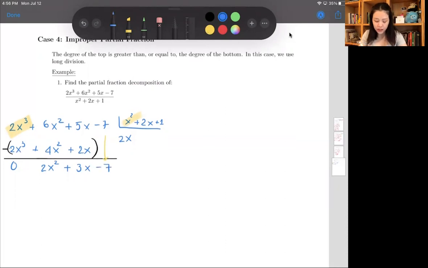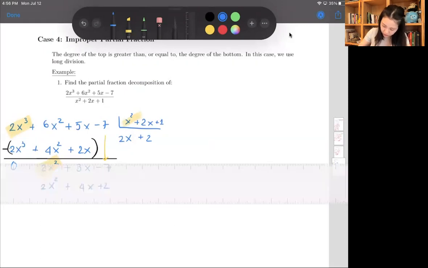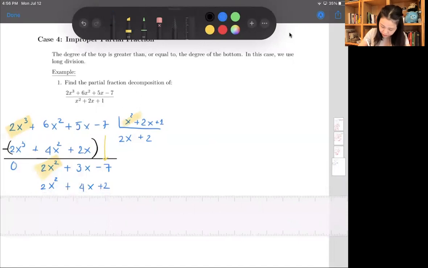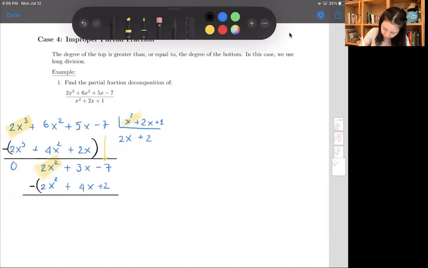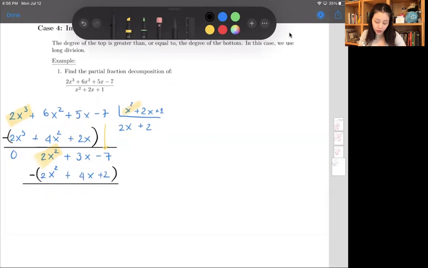All right, same thing, we take 2x squared. We're going to take this one divided by x squared. So 2x squared divided by x squared is positive 2. 2 times x squared is 2x squared. 2 times 2x is 4x. 2 times 1 is 2. And subtract. 2x squared minus 2x squared is 0, right? 3x minus 4x is minus x. And then negative 7 minus 2 is negative 9.